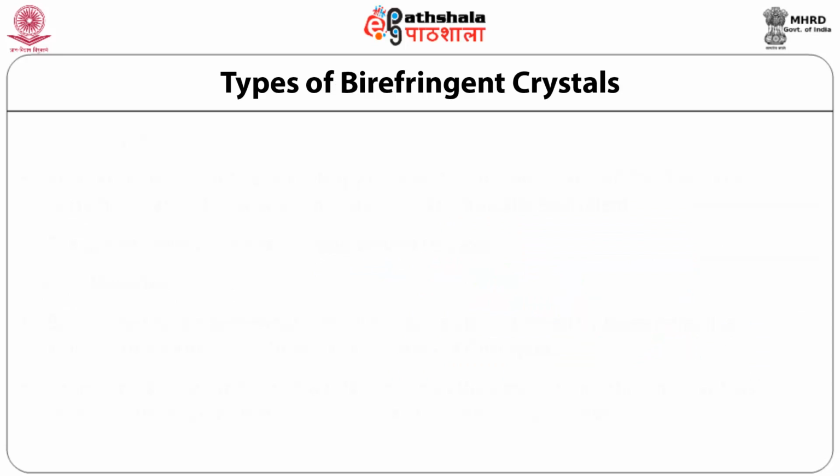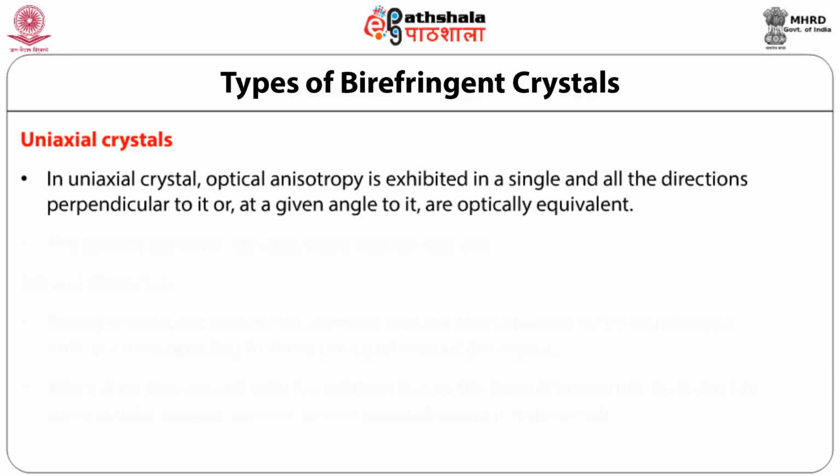Types of birefringent crystals. The first type is uniaxial crystals. The simplest type of birefringent crystals can be described as uniaxial, where the optical anisotropy is exhibited in a single direction, and all the directions perpendicular to it or at a given angle to it are optically equivalent.